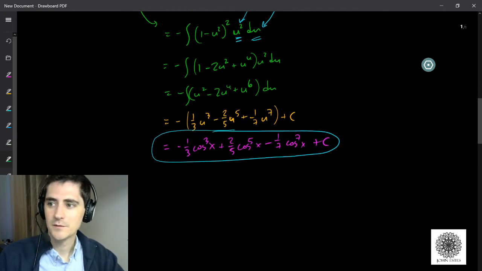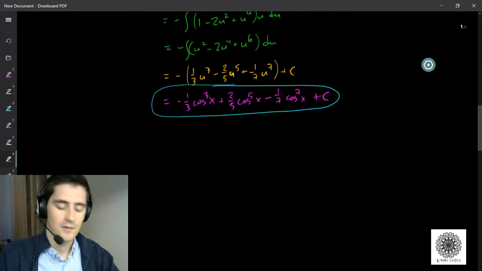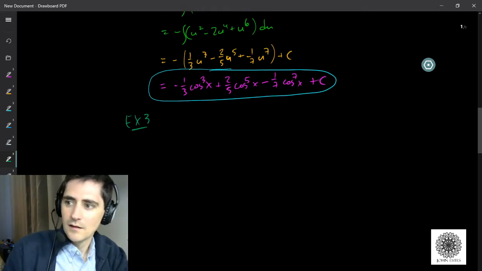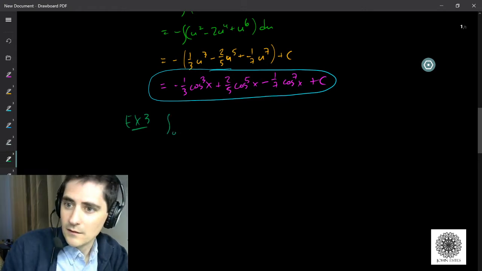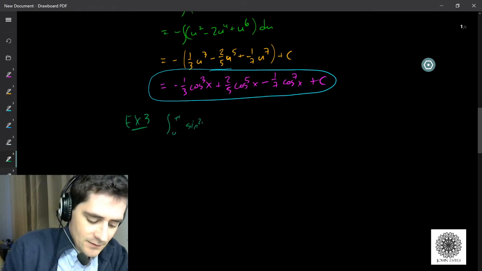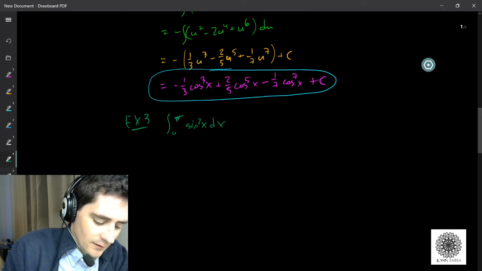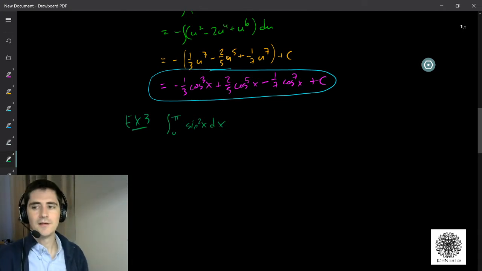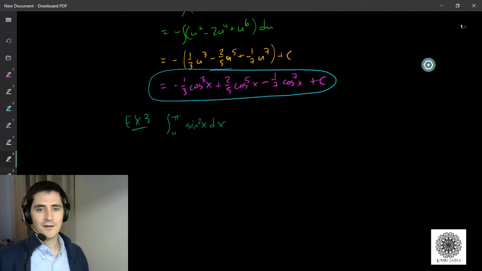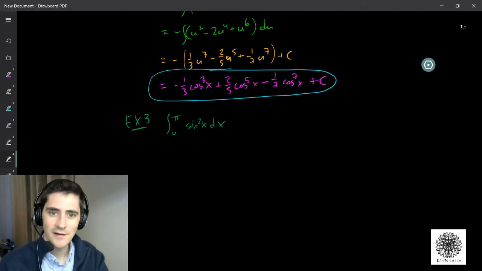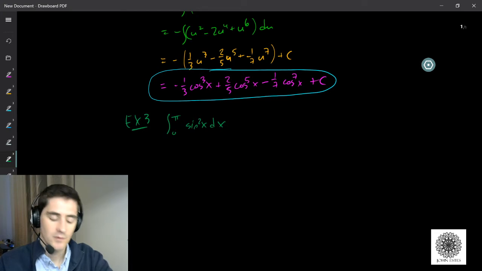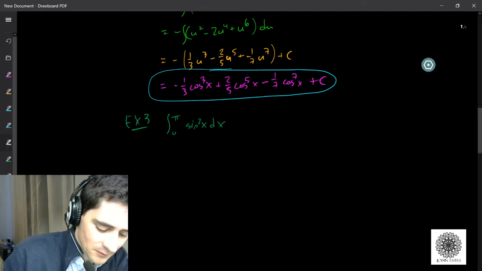Let's look at an example where we don't have an odd power. Here's example 3, and I want to integrate from 0 to pi sine squared x dx. Now this time I can't use the Pythagorean identity because it's not going to help me get a sine and a cosine. Getting a sine and a cosine in there helps us because it allows us to do u substitution. But with this, I can't do it. So what are we going to do? We have to use our half angle identities.